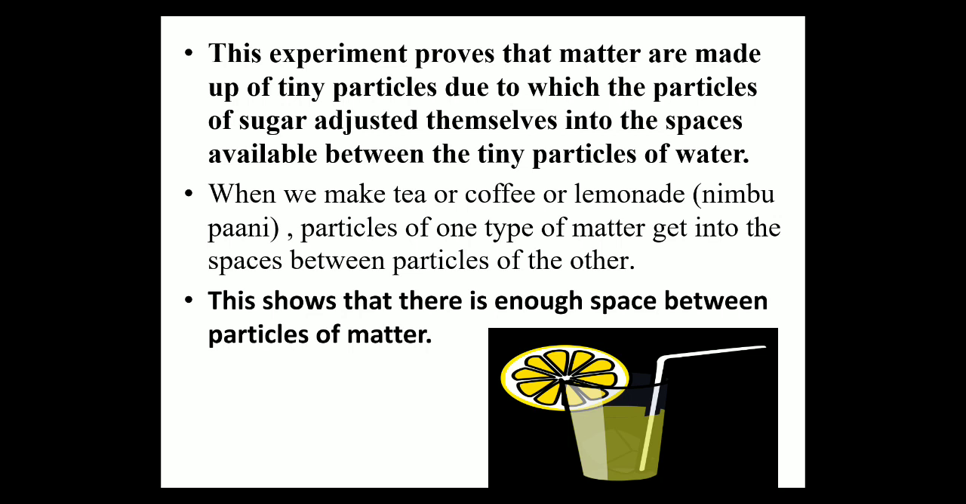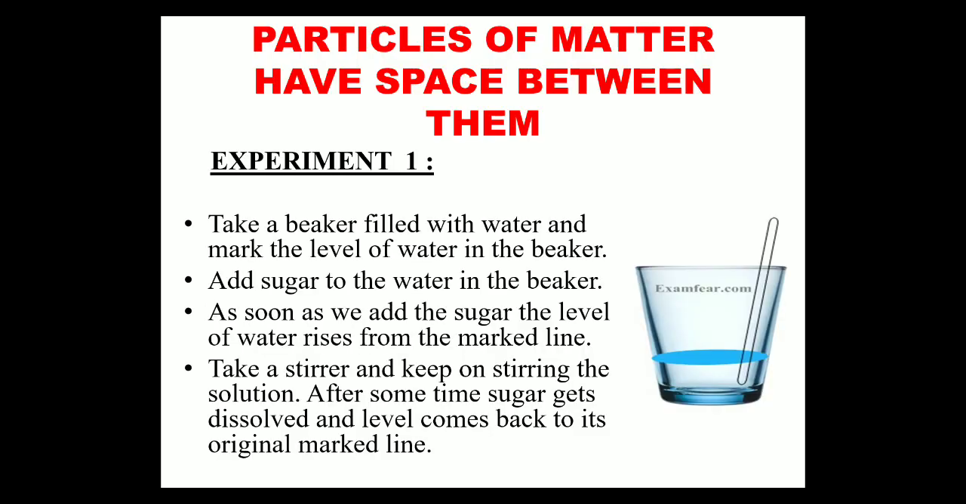How do we understand that they have space? See, first you have added sugar. So the sugar remains separate and water remains separate. That is why the level of water got increased. Then you started mixing the sugar into the water. Then what happened? The sugar molecules started getting into the spaces between the water.